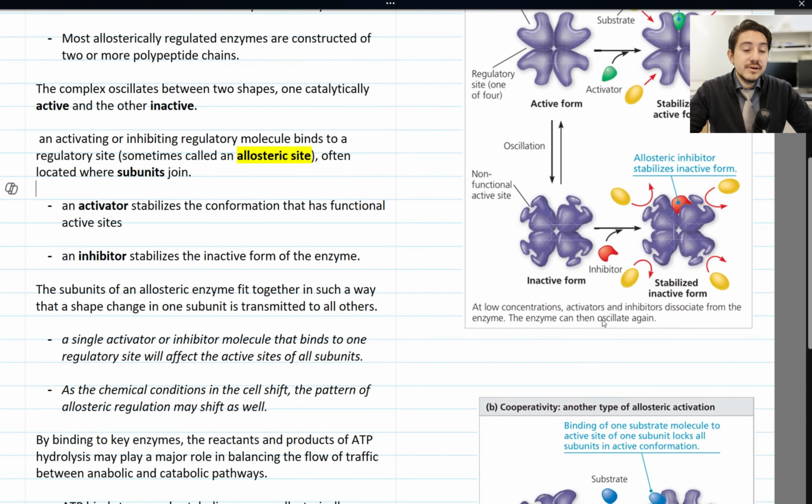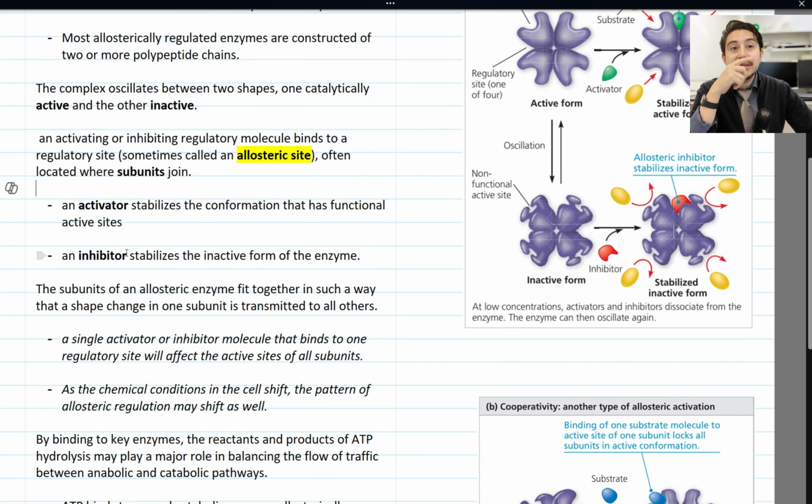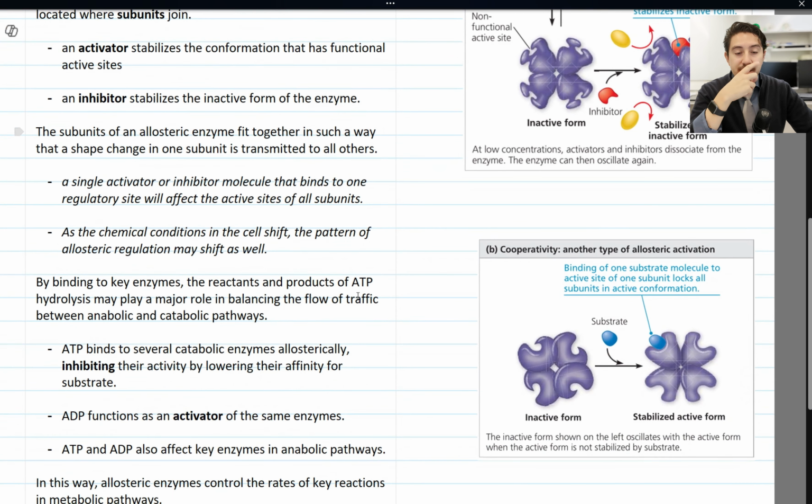Or, in the inactive form, you can have an inhibitor that will stabilize the inactive form of the enzyme. If you notice here, you have this situation. The inhibitor will come in and bind to that regulatory site, and so it's permanently in this kind of deformed state, this inactive state. So you cannot get the substrates to come in and bind at all.